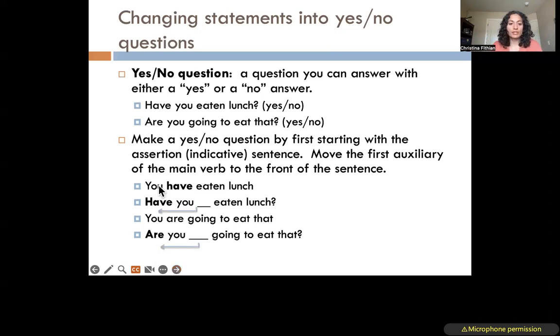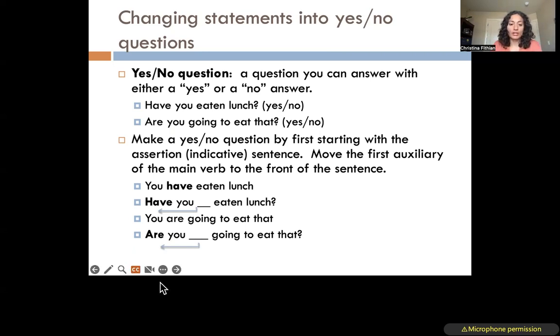So we're going to start with the sentence, you have eaten lunch. This is just a statement. And then what we're going to do is we're going to move the first auxiliary verb that we see, and then we're going to move it to the front of the sentence. So in this case, there's only one auxiliary verb. If there were multiple auxiliary verbs, we just move the first one that we read. So you have eaten lunch. We're going to take have, and we're going to move that out of its spot into the front of, around the subject, around the whole subject. If it's a long subject, we're going to move around the whole subject. In this case, it's just you. And we get, have you eaten lunch?